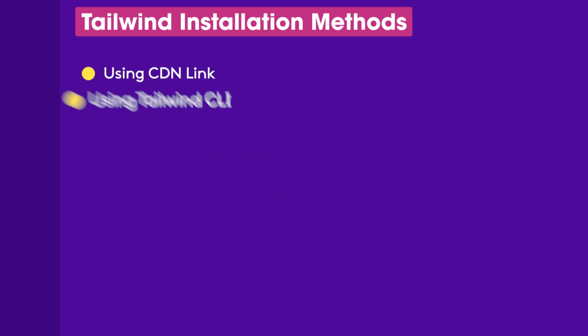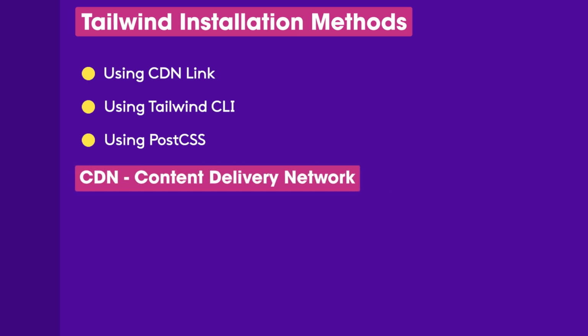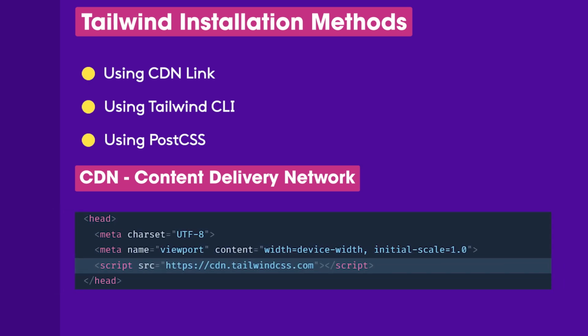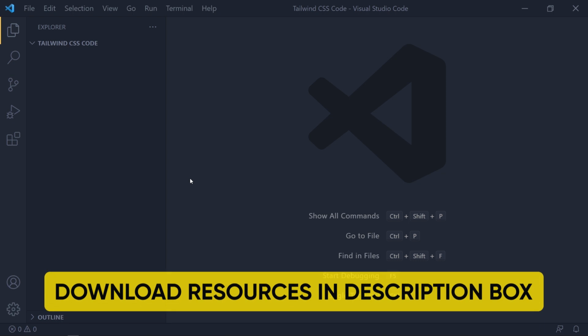There are 3 ways to install Tailwind CSS. First, using a CDN link. Second, Tailwind CLI. Third, PostCSS. In this lesson, I will show you how you can install Tailwind CSS using a CDN link, which means you only need to add the Tailwind CDN link in your HTML file and that's it. You can start working on your project. So open up your folder in VS Code and create one HTML file here.